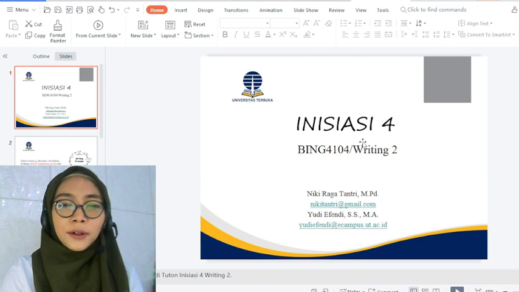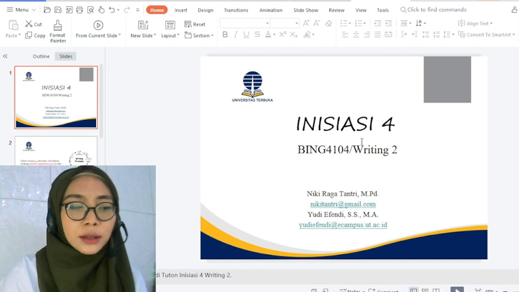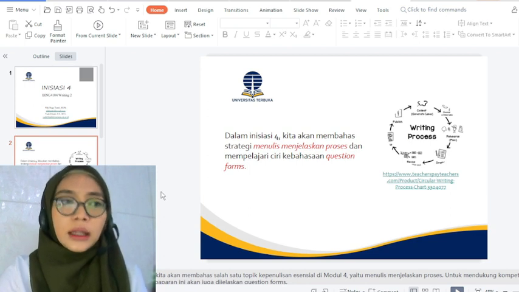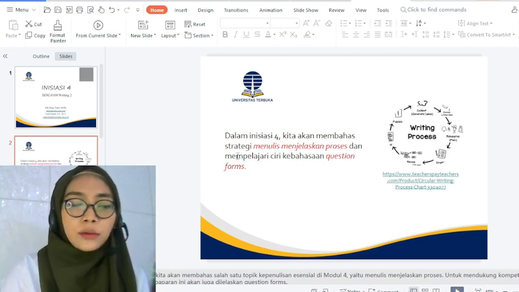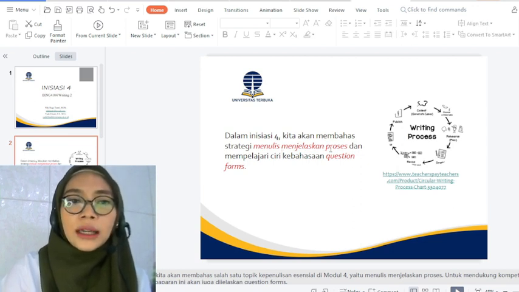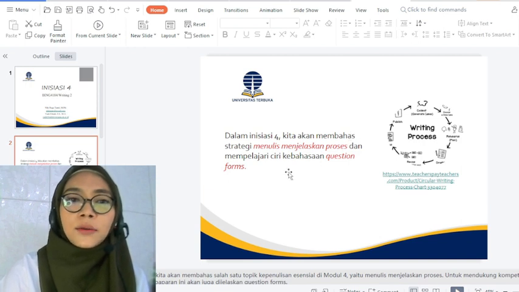Have you done with the first task? I hope you who have not done the first task can still continue doing it, and you can still move on to the material in this week. In initiation 4 this week, we would like to learn how to write a process, or we can call this kind of text a procedure text. And the other material is that we would like to learn how to write a sentence in a question form.